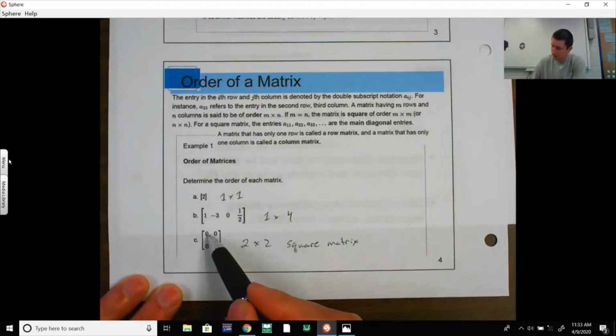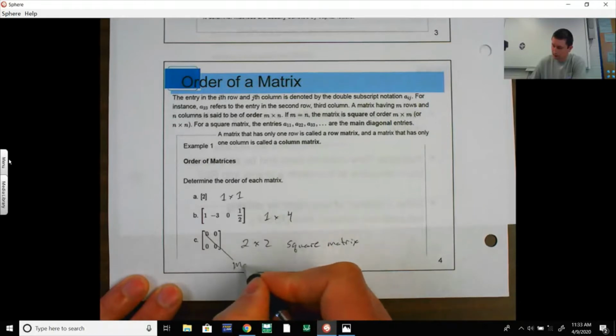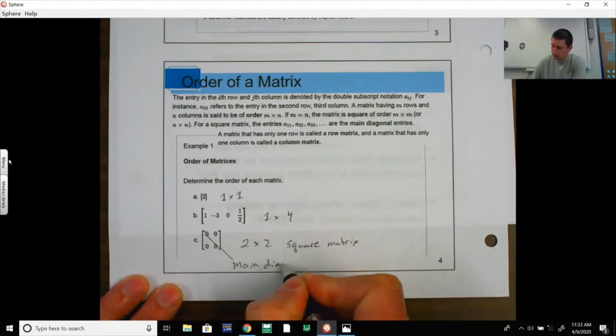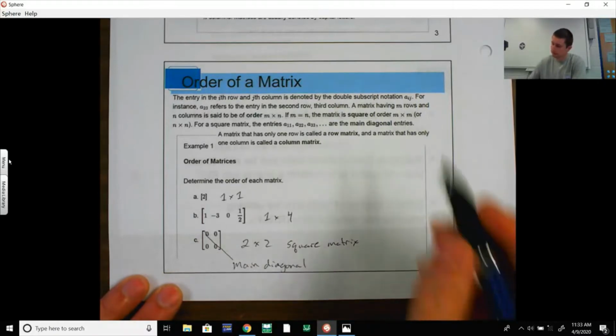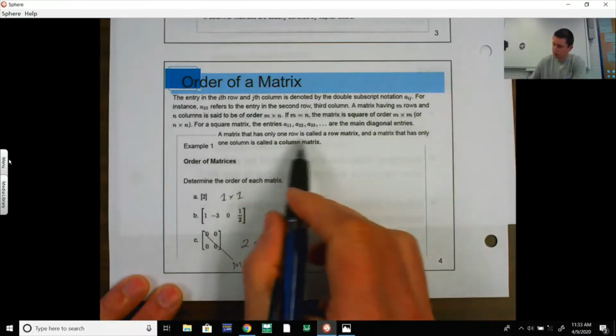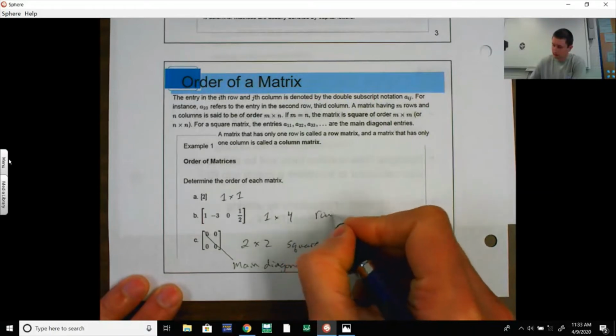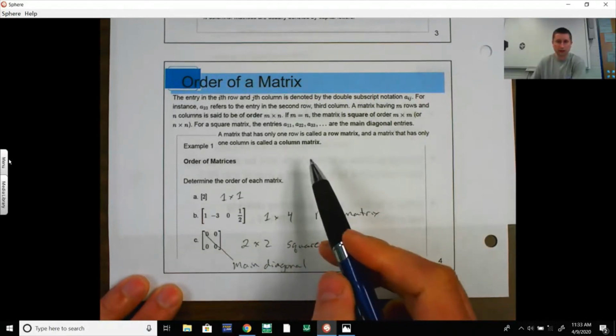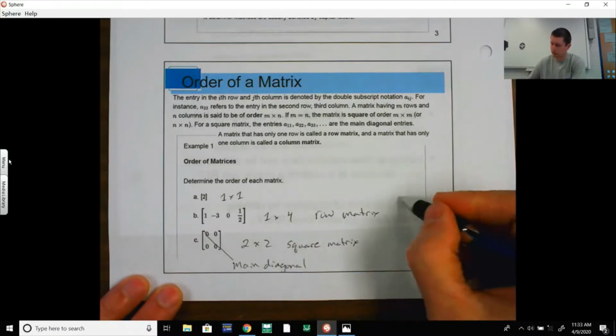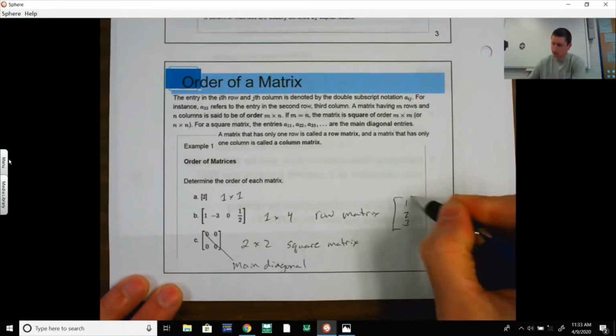These are the main diagonals. If you start at the top left and go here, this is what they refer to as the main diagonal. Okay, but that's only with a square matrix. If a matrix has only one row, it's called a row matrix, such as this. Okay, if it only has one column, it's called a column matrix. So that'd be something with just one column. 1, 2, 3. Column matrix. Woohoo.